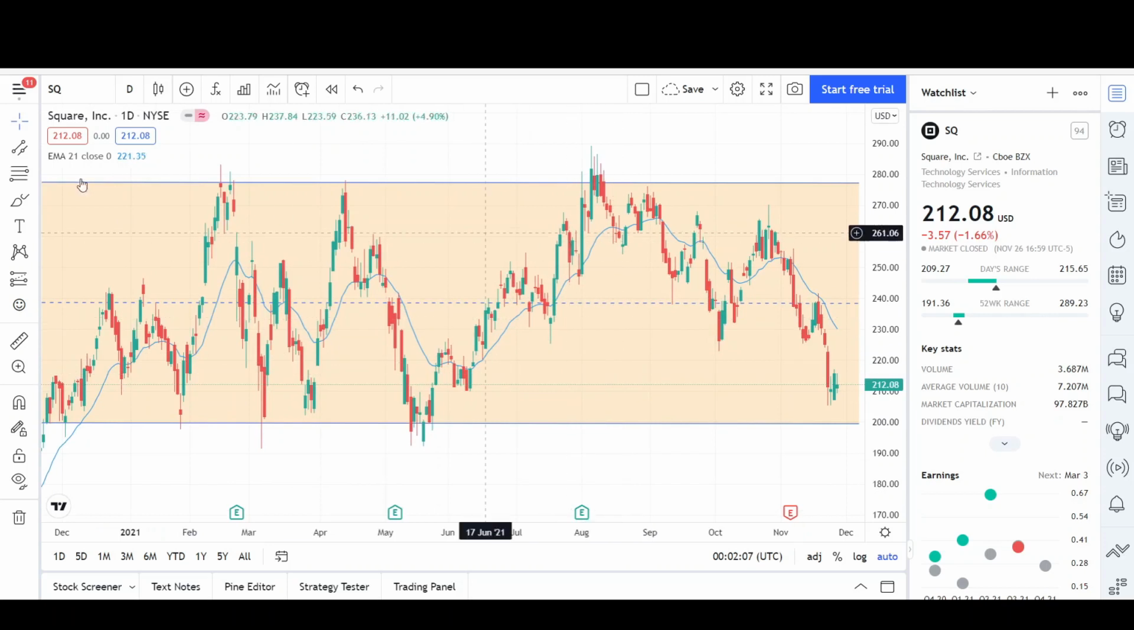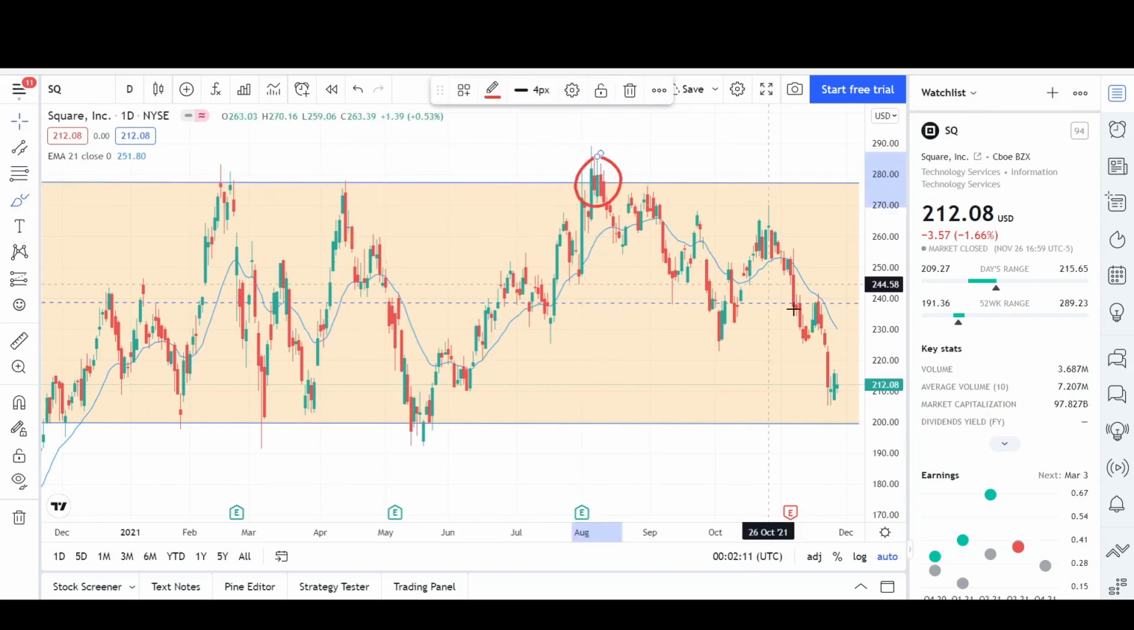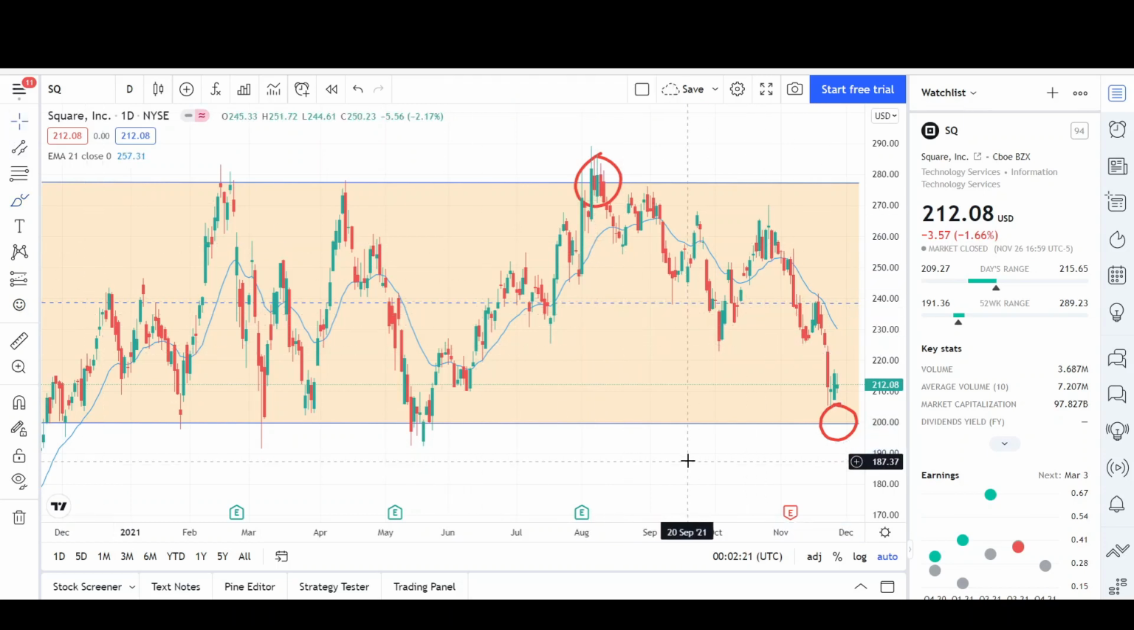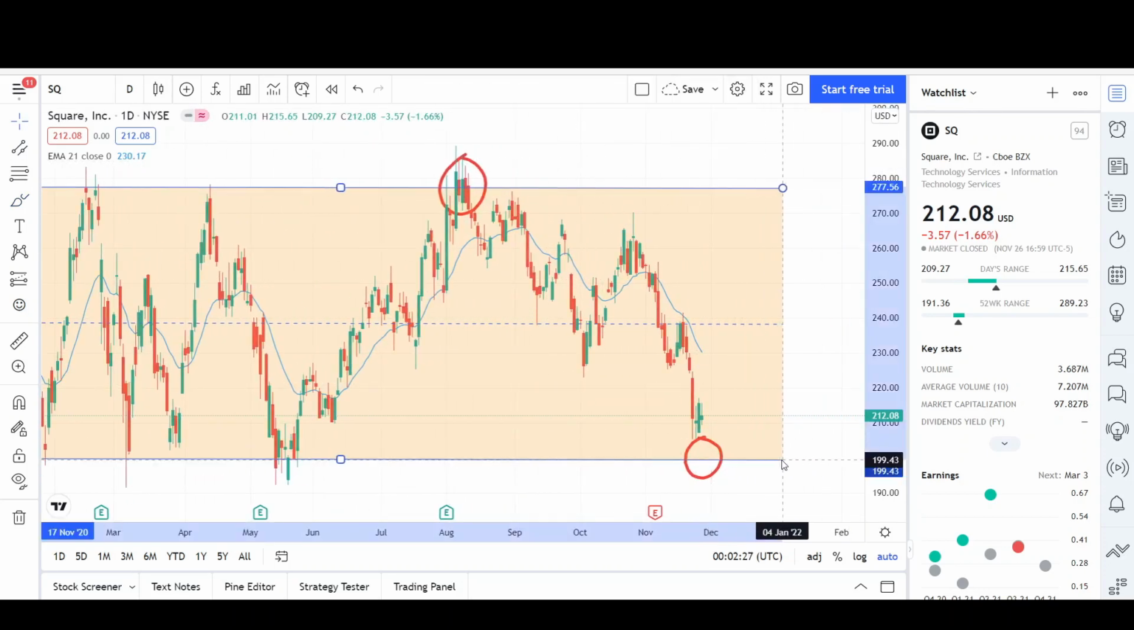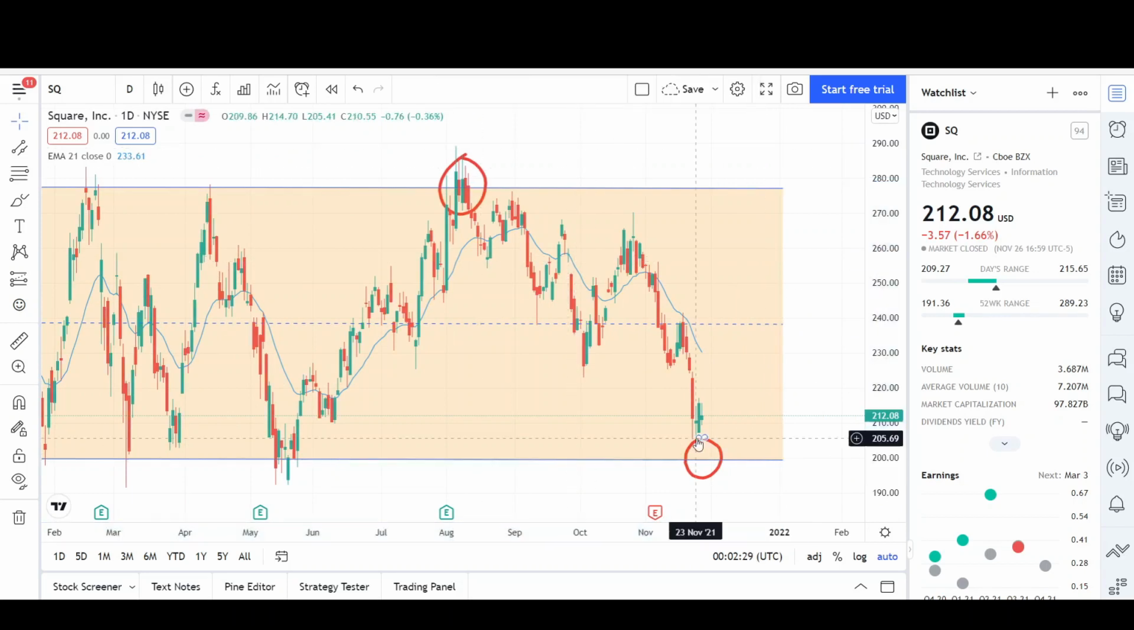Since we came off the higher side of the range, I expect prices to reach the lower side. And it took about a few months, it looks like, from August to now. So it takes quite a long time for the price action to move. It doesn't move in a straight line. It moves in waves up and down. Recently we're selling off because prices came off the higher side of the range, so I expect it to go to the lower side.